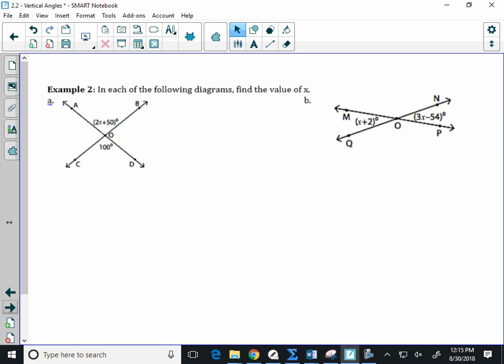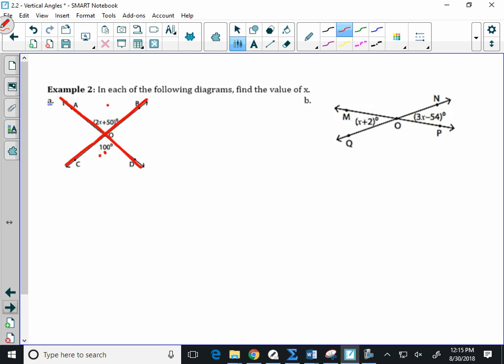Alyssa, I notice in this diagram that this angle has a 2x plus 50, and that angle has a 100. What kind of angles are those? If we look, we have two intersecting lines. They're making an X, and they're right across from each other. What do we call angles that, when they have intersecting lines, are across from each other? Start with a V. Vertical, yeah. They make an X, they're right across from each other. We call those vertical angles.